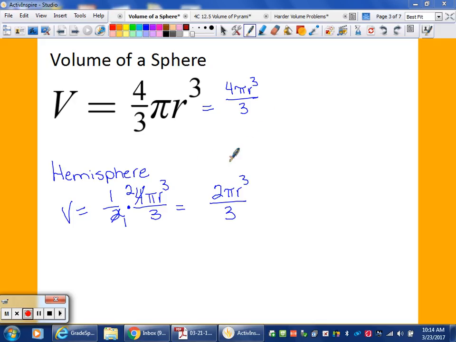Now, we will also deal with hemispheres. And to get a hemisphere, you have to take half of the formula for the volume of a sphere. So if I multiply 1/2 times 4 pi r cubed all divided by 3, the 2 would go into 4 2 times. So then you're left with 2 pi r cubed over 3 being the formula for the volume of a hemisphere. So let's do some problems.